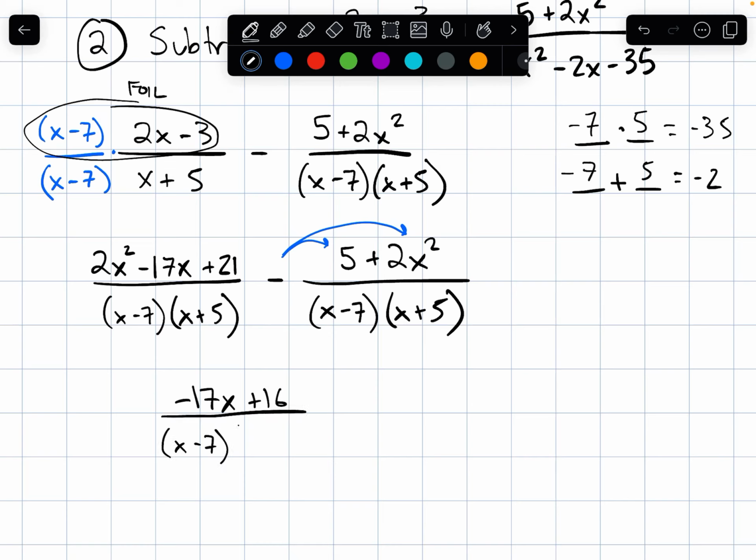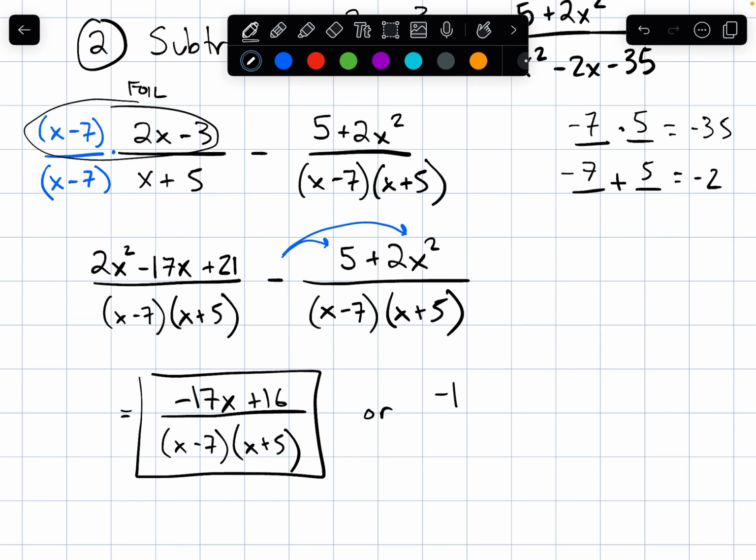In the denominator, we've still got x minus 7 and x plus 5. And if I look in the numerator, there's no way I can factor this numerator. Because it's not factorable, there's nothing else I can do. I can't cancel anything out, can't move anything around, so this is going to be your final answer.